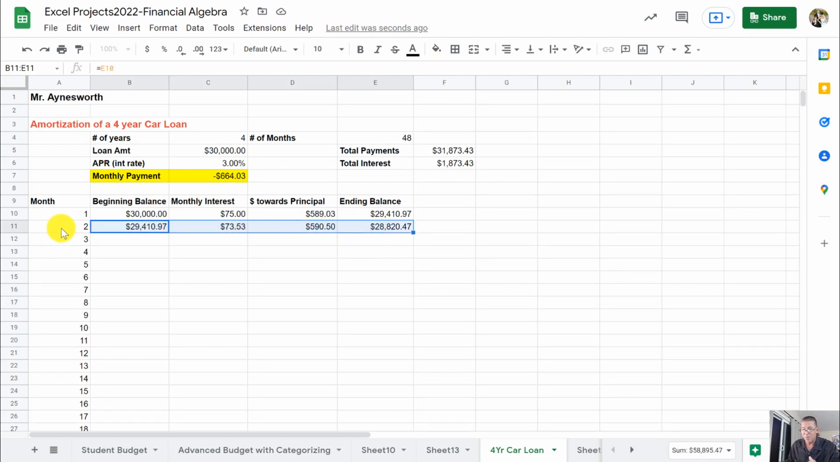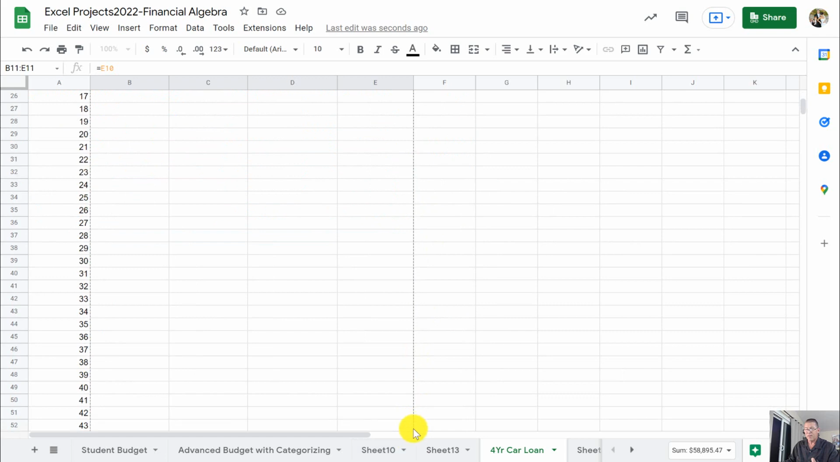Do not highlight your month 2 here, okay? The formulas are not there. The formulas are in these 4 cells. And then grab this lower right-hand corner, this little square right here, and drag it down to the 48th month. Okay, this is how you copy your formulas down.